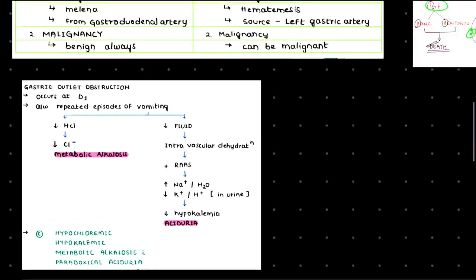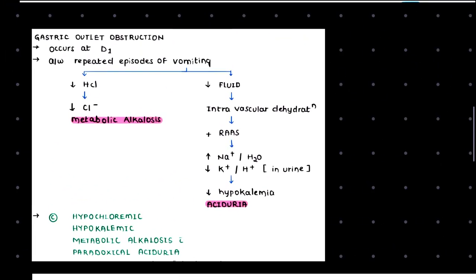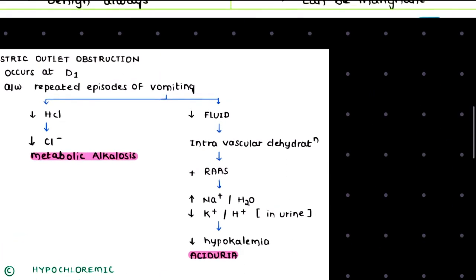Now moving toward another complication, which is gastric outlet obstruction. What we're talking about right now is gastric outlet obstruction. Now what is this gastric outlet obstruction? Let us talk about one condition in which the person is having peptic ulcer.